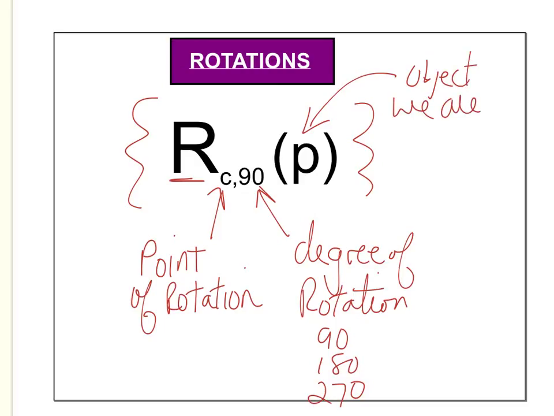we are rotating. In most cases, it will be a triangle. Some cases, it will be a point. In this case, it's point P.